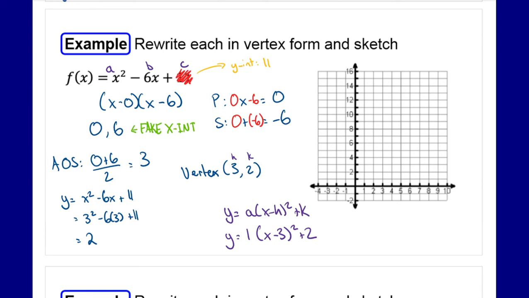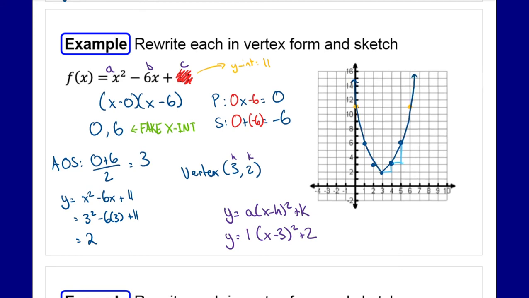So in this case then, the vertex form equation of this is y equals 1(x minus 3) squared plus 2. I can also sketch it because I know my vertex, 3, 2. I know the y-intercept, which is 11, and I can mirror that on the other side. I also know my step pattern. So I can go over 1, up 1, and put a point. I can go over 1, up 3, and put another point. Because again, my step pattern is based off that a value, which in this case is 1. And I can mirror that on the other side.